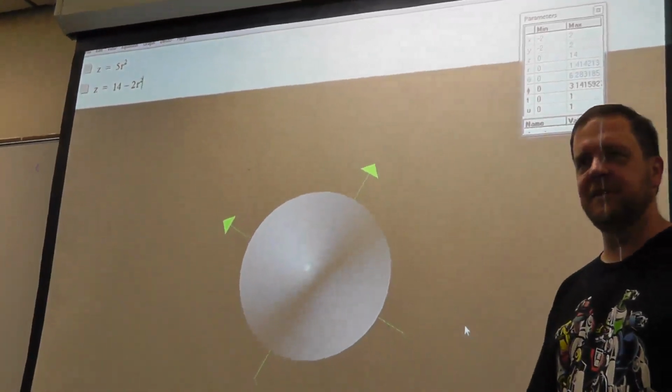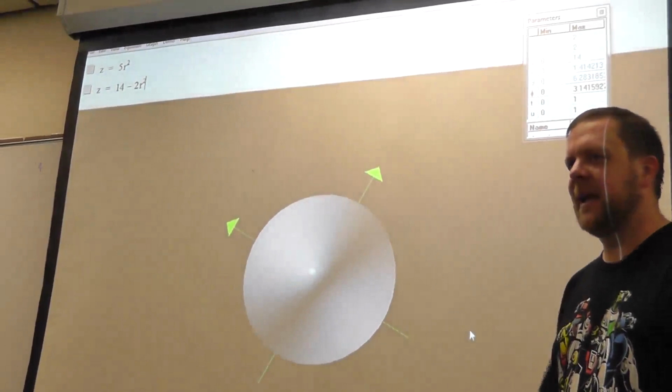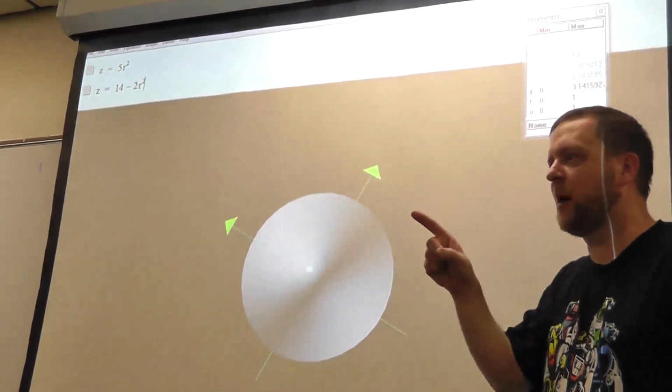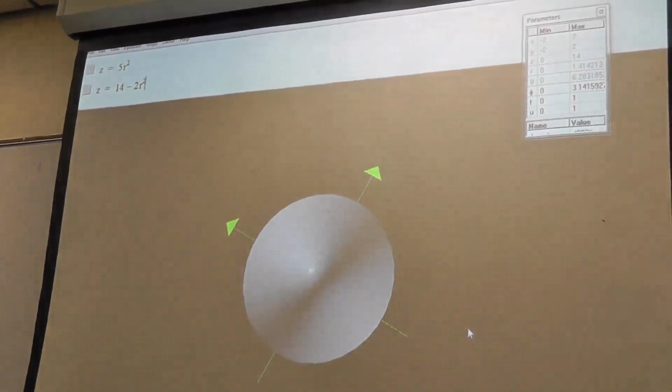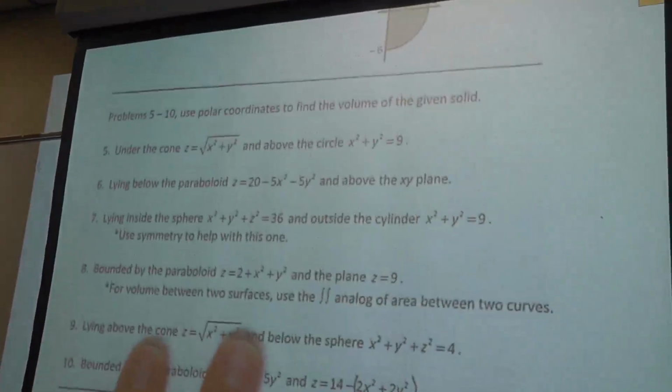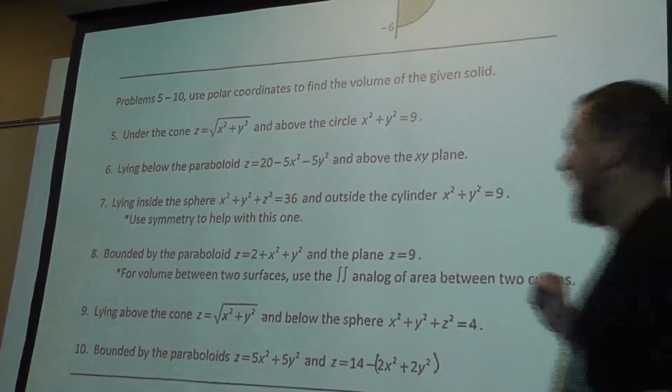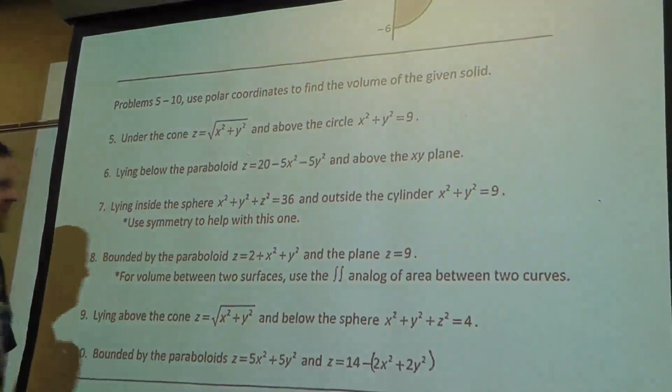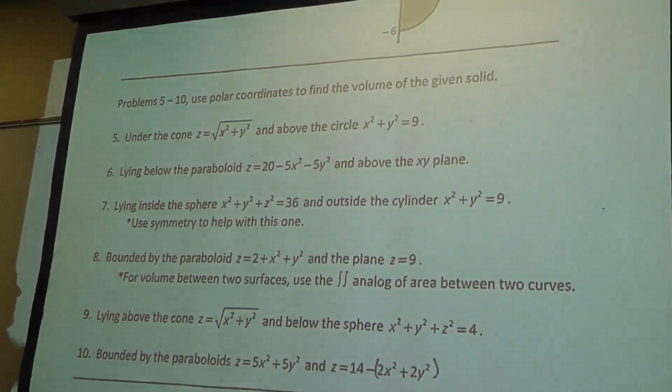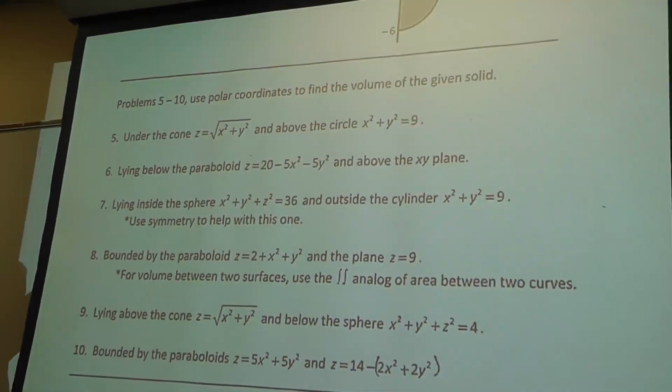Okay. Any questions? If I remember correctly, I screwed one of these problems up, because, well, you've already seen me make mistakes. I recall this from last fall semester. I think I screwed up the one with the cone and the sphere. I think I screwed up number 9.